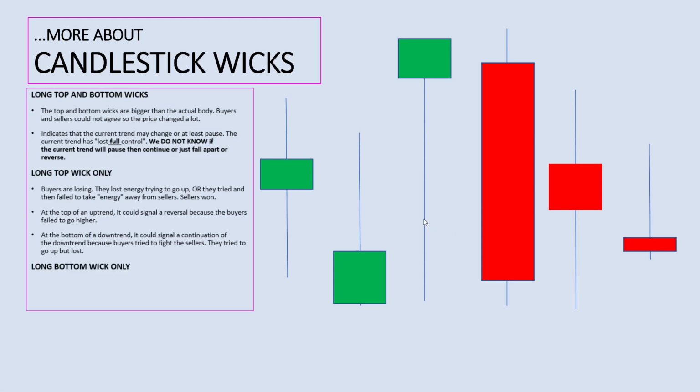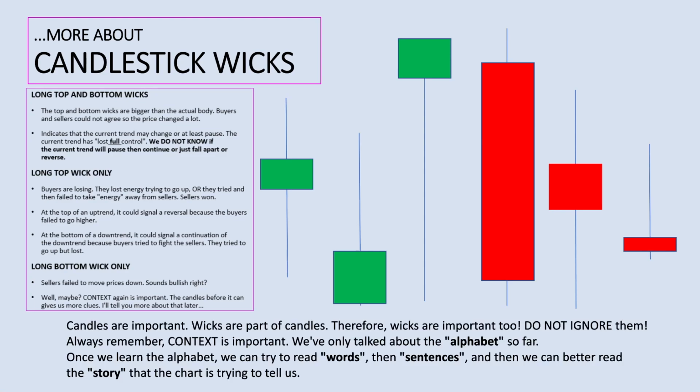There's also a long bottom wick only. Like this candle over here. The sellers failed to move prices down. Sounds good, right? Sounds bullish. Sounds like things are going up. Well, maybe. Context again is important. The candles before it can give us more clues. I'll tell you more about that later. Just remember, candles are important. Wicks are part of candles, so wicks are important too. Do not ignore them. Always remember, context is very important.